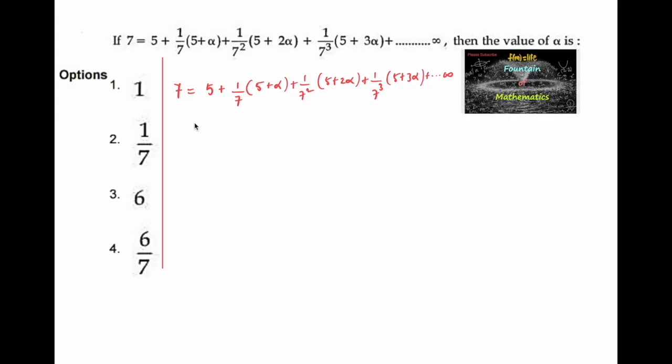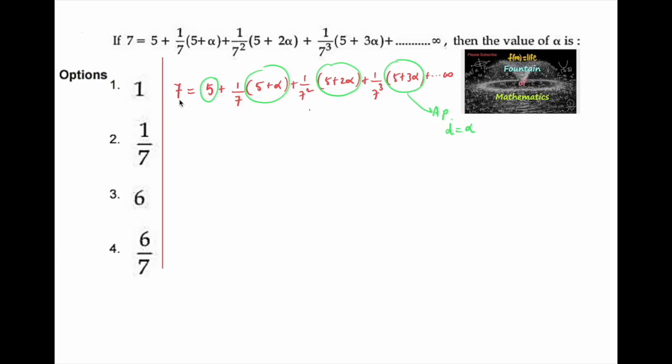Given 7 is equal to the sum of the series 5 plus 1 upon 7 of (5 plus alpha) plus 1 upon 7 square of (5 plus 2 alpha) plus 1 upon 7 cube of (5 plus 3 alpha) and so on up to infinity. Here we can observe that 5, 5 plus alpha, 5 plus 2 alpha, 5 plus 3 alpha is an arithmetic progression with a common difference alpha and first term 5.